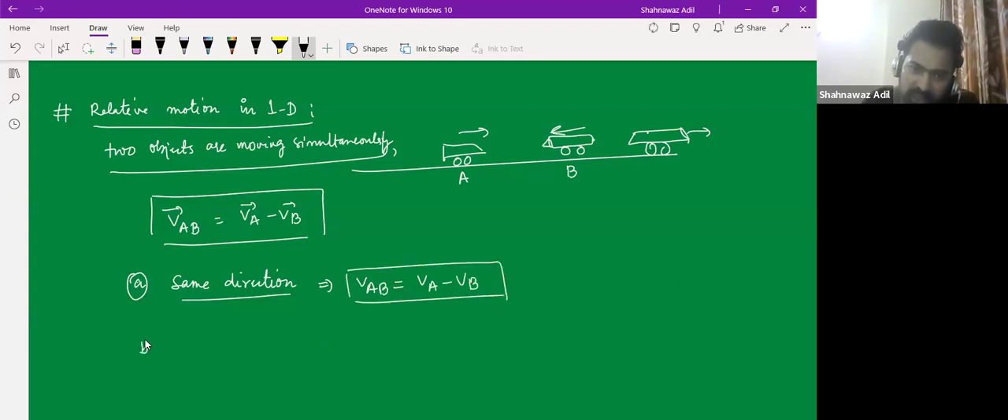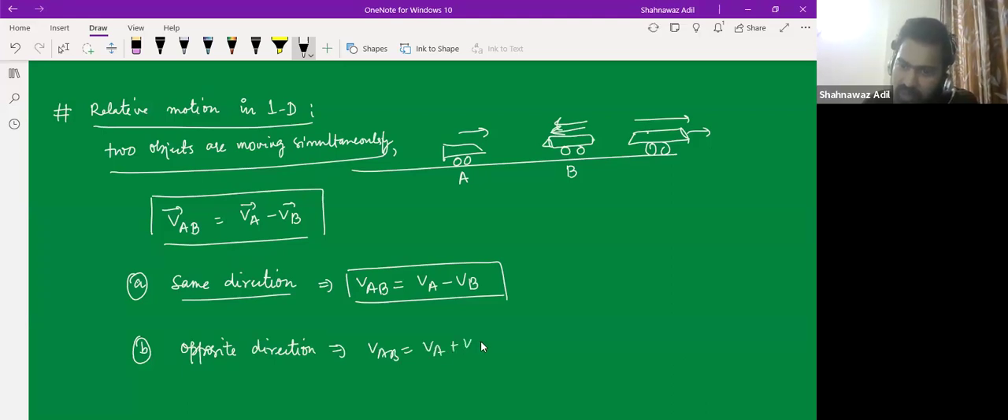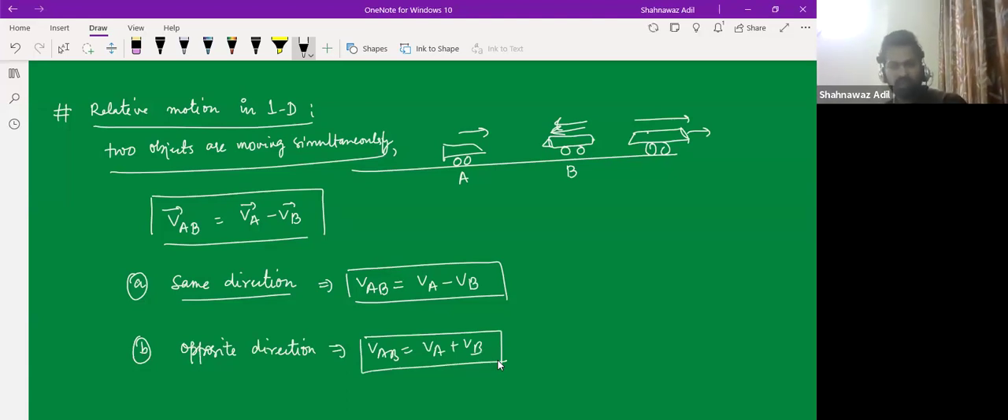And for opposite direction, if they are moving in this direction and this direction, so for opposite direction, the relative speed will become, they will be added together. So whenever the two objects are moving in different directions, the speed will add up. Relative motion will add up, right? So you have to just remember this thing and this thing. No need to note it down because this thing you have to just remember.